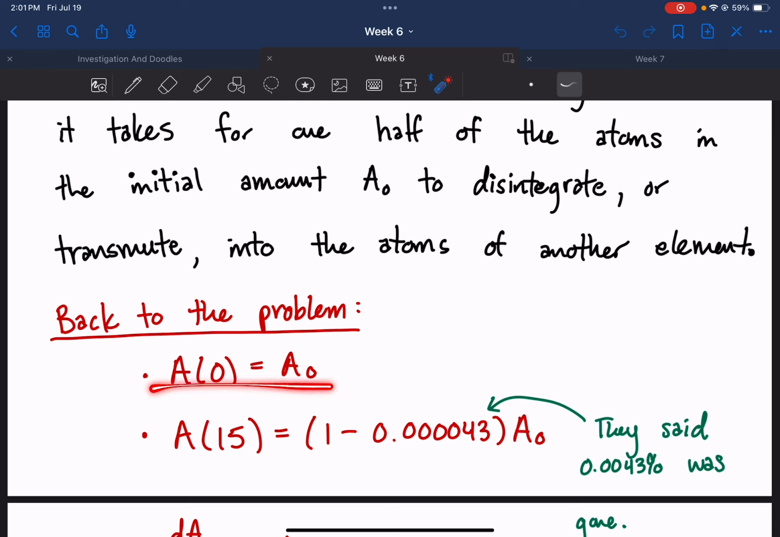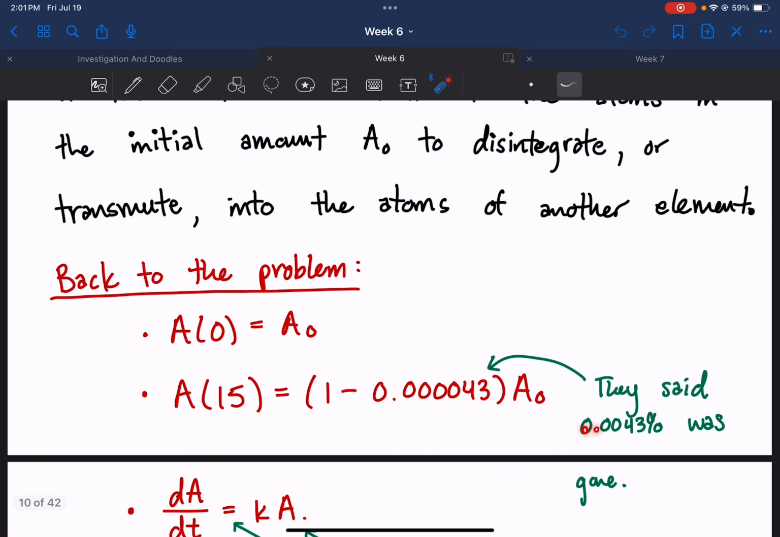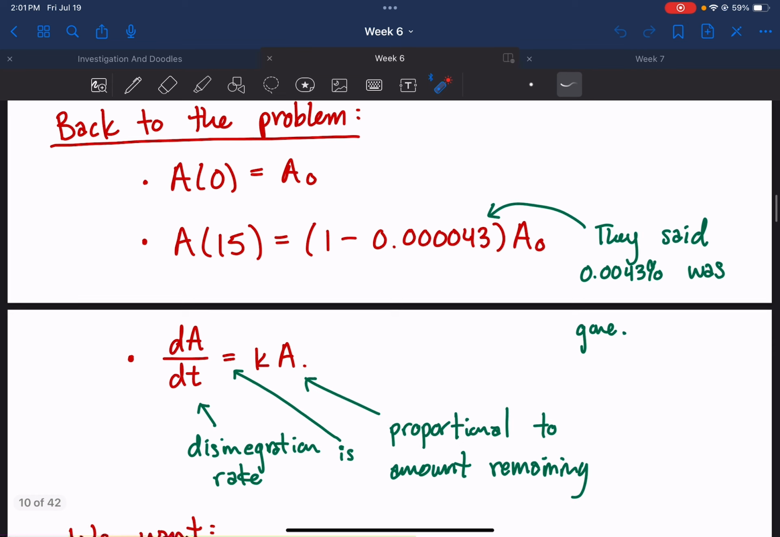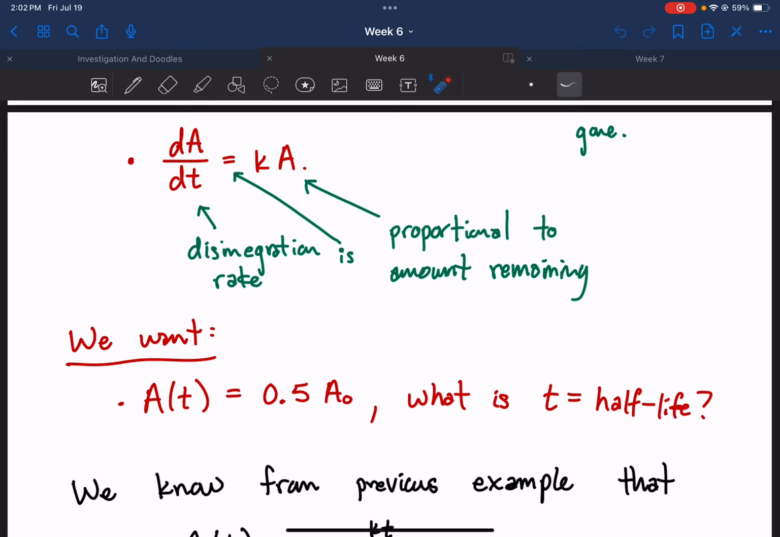So we know at time 0 we had some initial amount of plutonium. And at 15 years, this percent had gone away. They said that 0.043% was gone, which means we're left with this amount of A naught. And we know the disintegration rate is proportional to the amount remaining. So we get a nice linear decay model. We want to know what is t whenever A equals 1/2 the original amount.